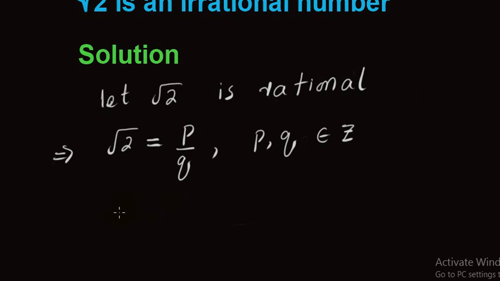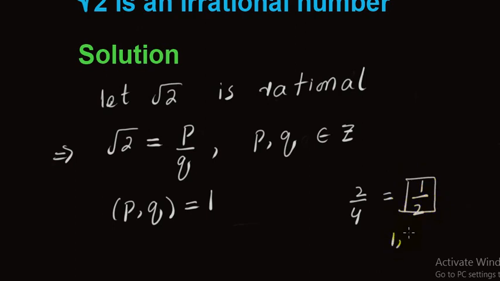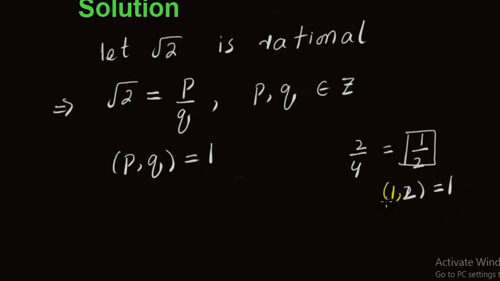We also assume that GCD of p and q is 1. This means that this fraction is in its simplest form. For example, if we have a fraction 2 by 4, this is not in simplest form. We can write 2 by 4 equal to 1 by 2. So this fraction is in simplest form. Here GCD of 1 and 2 is equal to 1. There is no common factor between 1 and 2.